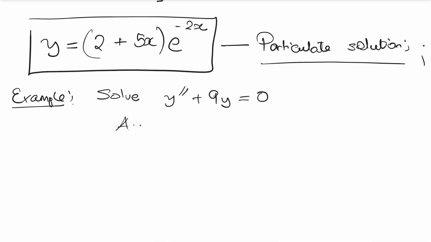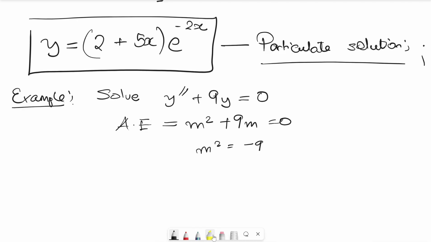Again, we have to find the auxiliary equation of this. It will be m squared plus 9 is equal to 0. m squared is equal to minus 9. There is no m term here. So m is equal to positive or negative 3i. This is a complex root where alpha is equal to 0 and beta is equal to 3.